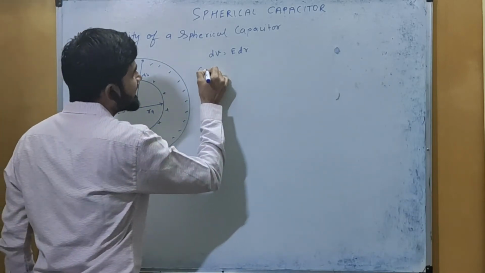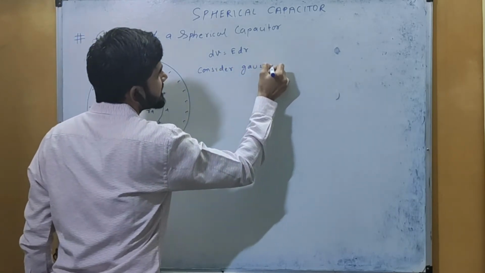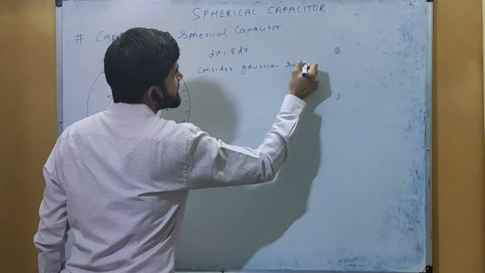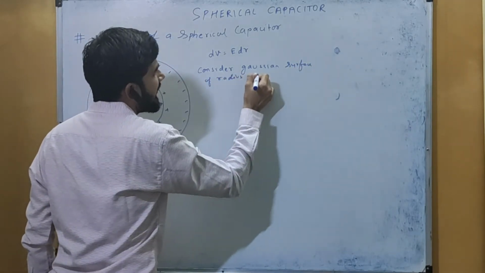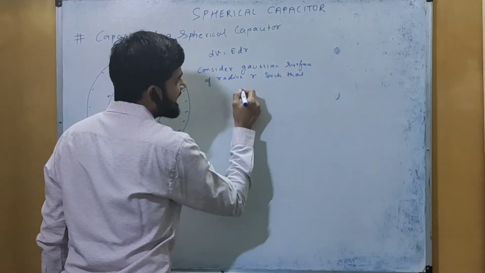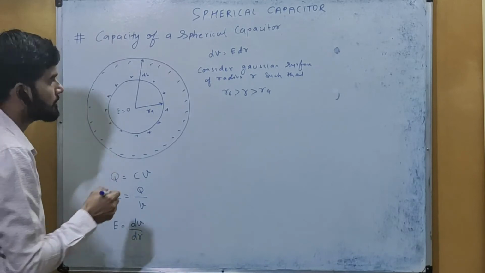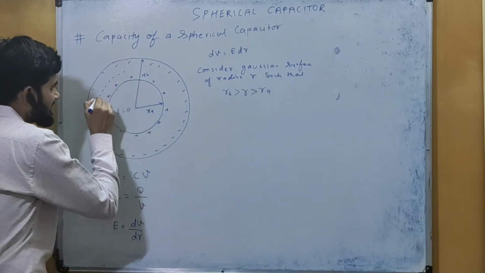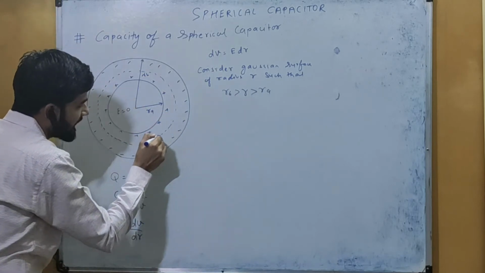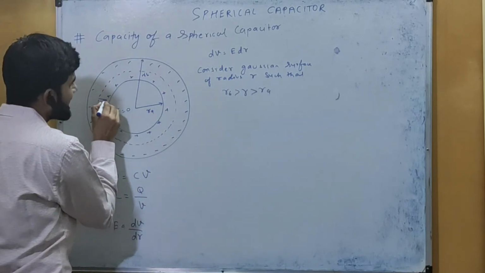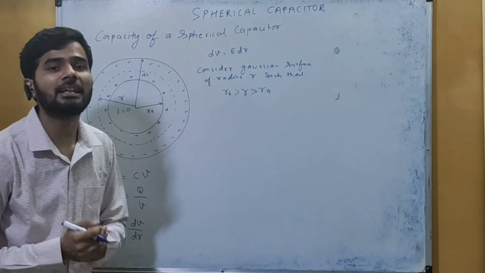So consider a Gaussian surface of radius r such that r is greater than ra and less than rb. मतलब हमें जो Gaussian surface consider करना है, this Gaussian surface will be between these two spherical conductors and its radius will be r. Okay, now for this we have to apply the Gauss law.